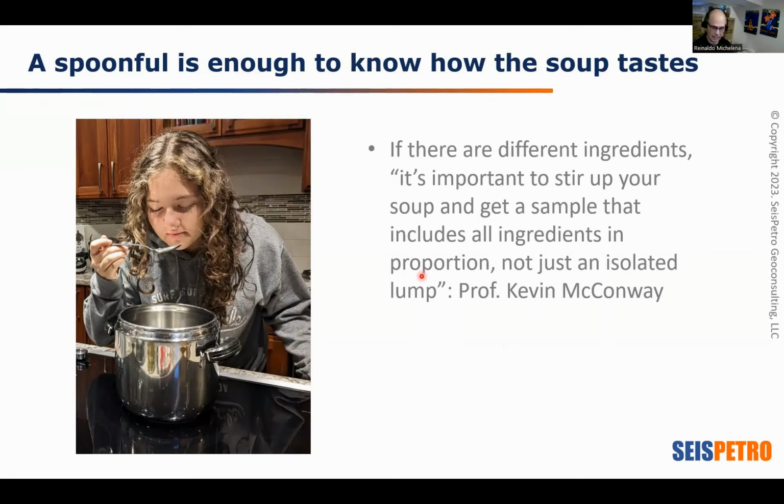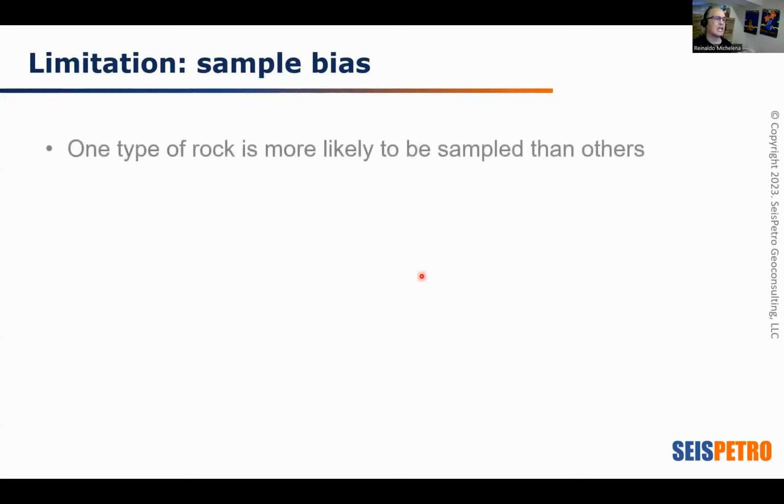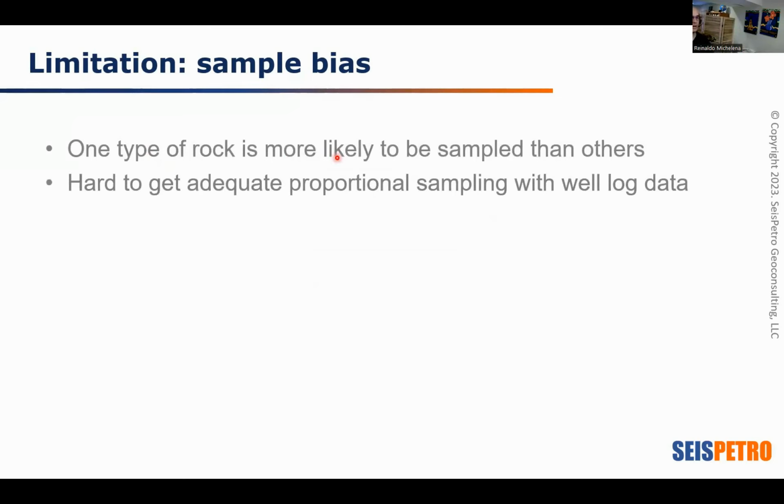So what is the limitation of the method? The limitation is basically sample bias, like in any other opinion poll, and that translates into one type of rock being more likely to be sampled than others, because it's very hard to get adequate proportional sampling with well-logged data. And this is not only a limitation of this approach; it's a limitation we have to address every time we calibrate seismic data.